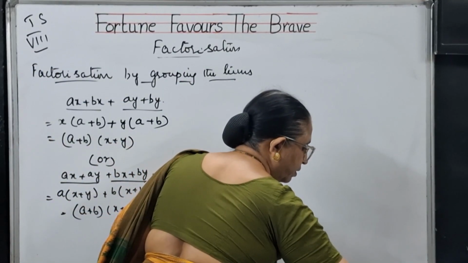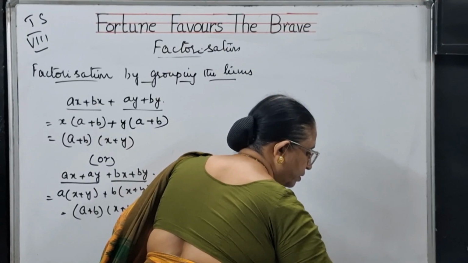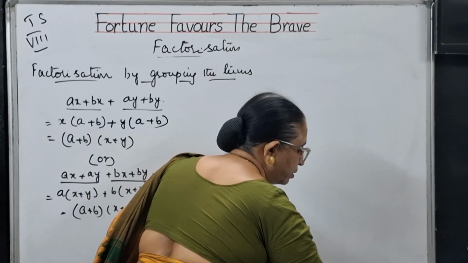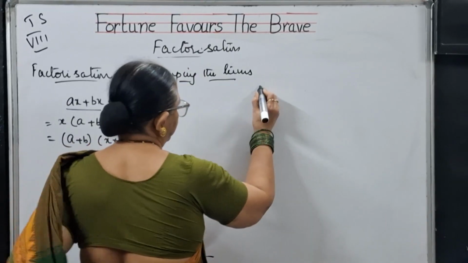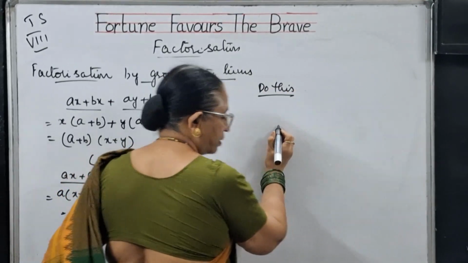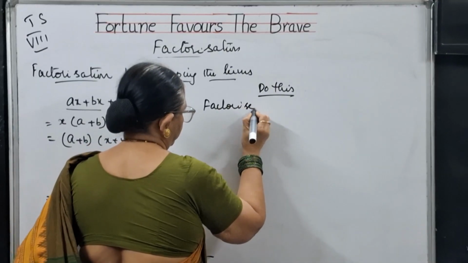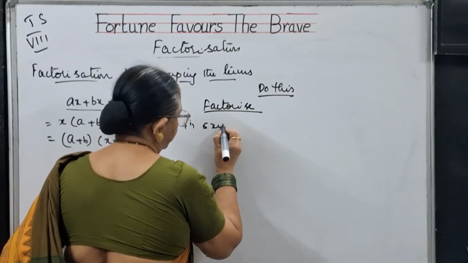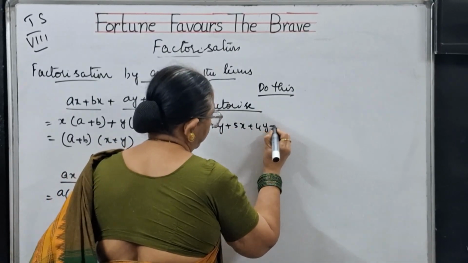Now you have got, do this sum, children. Two sums are there, do this. Factorize. First one: 5xy plus 5x plus 4y plus 4.